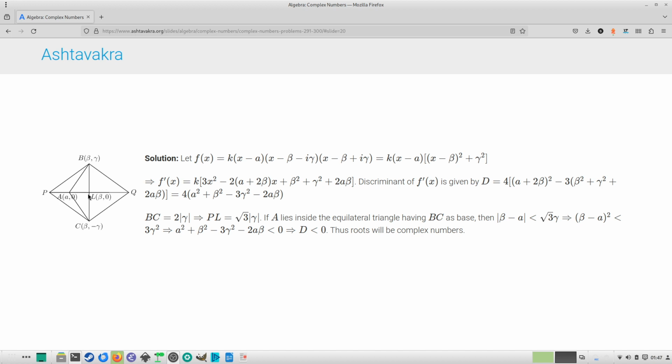You can compute it from here. Square root of 3 gamma, mod gamma. If A lies inside the equilateral triangle, that is this equilateral triangle, then if BC is base, mod beta minus A is less than equal to square root of 3 gamma. So beta minus A whole square would be less than 3 gamma square, which implies A square plus beta square minus 3 gamma square minus 2A beta is less than 0. That implies this discriminant is less than 0. So the roots of the derivative would be complex numbers.